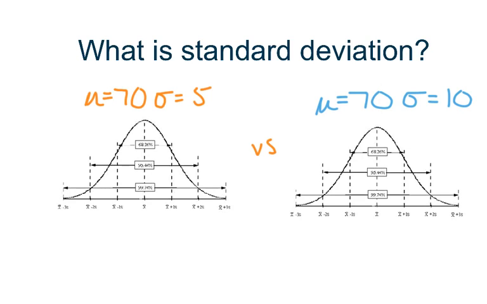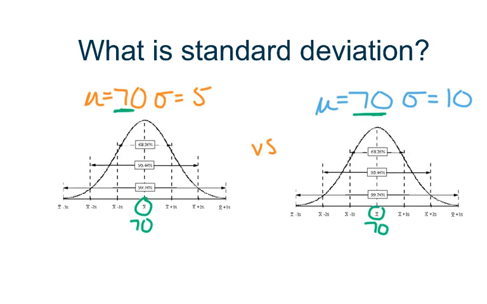So let's take a look at these two data sets where I'm giving you the mean and the standard deviation of two different tests, let's say. The mean on each of the tests is 70. But their standard deviations are different. So we always know that the mean goes dead center of the normal distribution. So for both of these, I'm going to put 70 dead center.